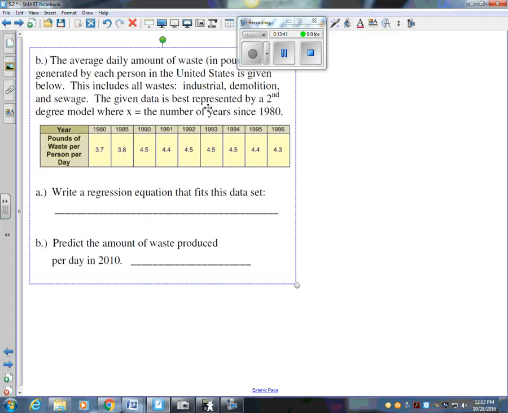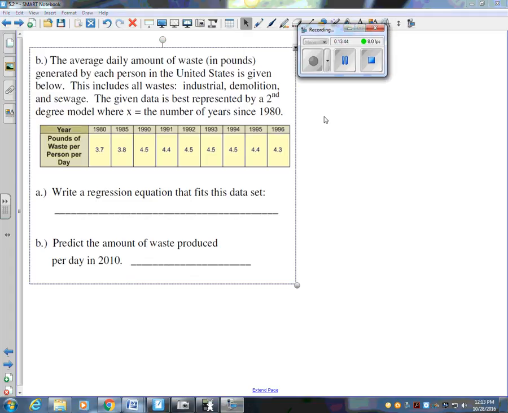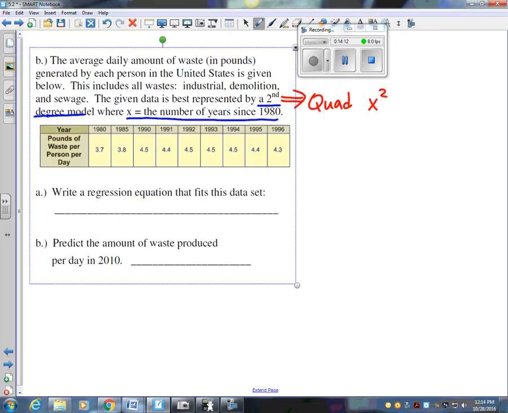All right, next example. The average daily amount of waste in pounds generated by each person in the United States is given below. This includes all waste, industrial, demolition, and sewage. The given data is best represented by a second-degree model, where X is the number of years since 1980. So we've got two important things right here. Let's first talk about a second-degree model. That means a quadratic, because it's X to the second. So we're going to be doing a quadratic equation.